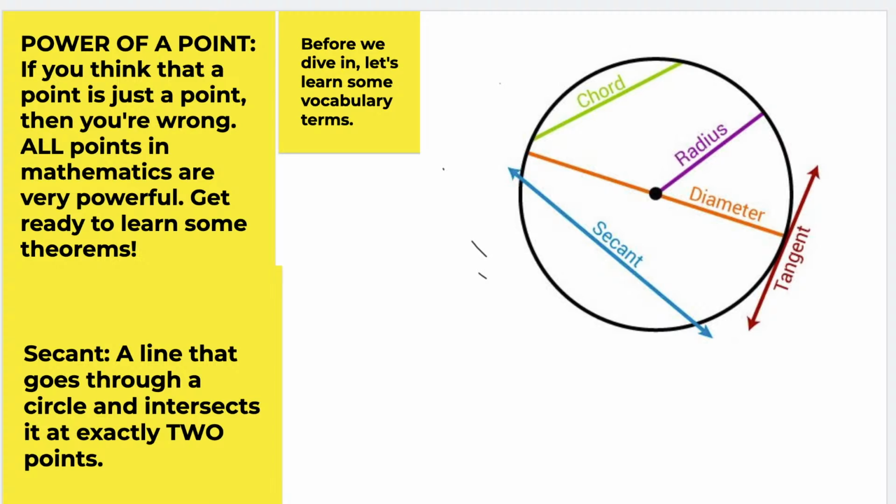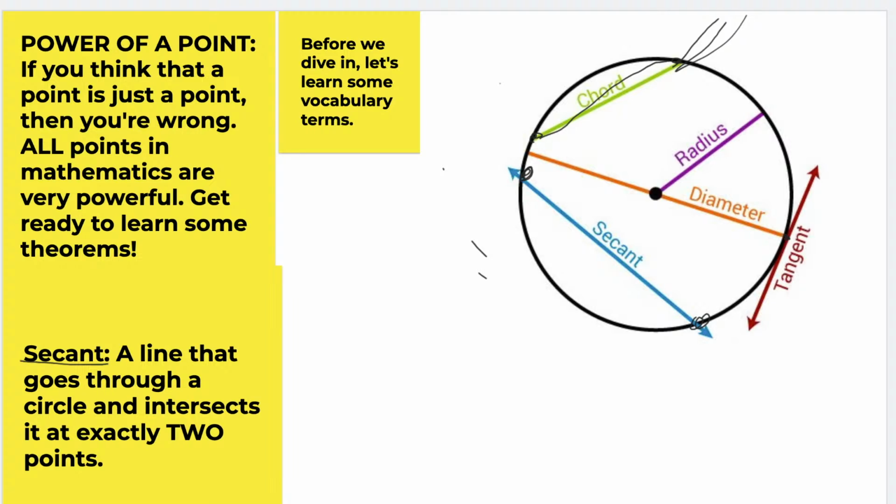So a secant is just a line that goes through a circle and intersects it at exactly 2 points. Do you see this? It goes through 2 points of the circle. It's a secant. And then a radius, I went over that in the beginning of the video. A chord is just a segment connecting 2 points inside the circle, but it does not go outside. A secant can go outside the circle, but a chord does not. A tangent line, as I said before, just intersects the circle at 1 point.